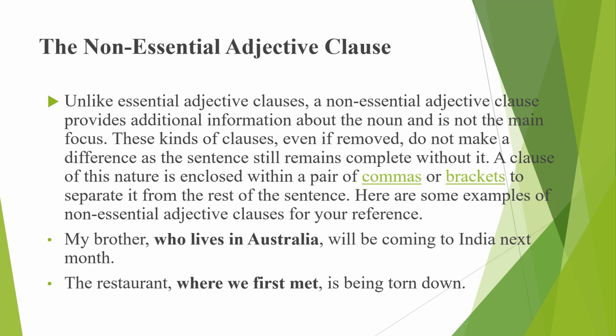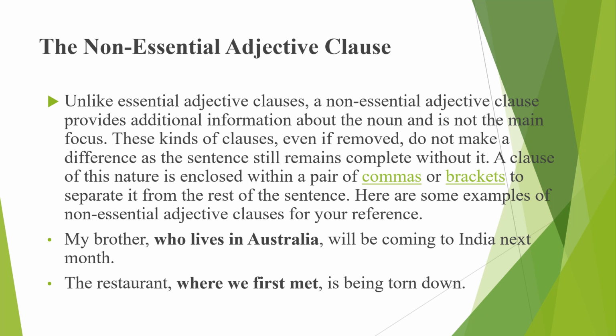The non-essential adjective clause is the second type of the clause, and you can see the description below. Unlike essential adjective clauses, a non-essential adjective clause provides additional information about the noun, and it is not the main focus. These kinds of clauses, even if removed, do not make a difference, as the sentence still remains complete without it. A clause of this nature is enclosed within a pair of commas or brackets to separate it from the rest of the sentence. Here are some examples of non-essential adjective clauses for your reference.